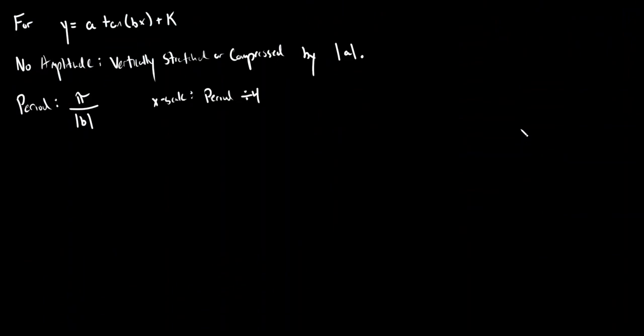Okay, and once again, the midline is once again y equals k. That k value, once again, is shifting it up or down. So if it's shifted up or down, it's also shifting the midline up or down. Okay, so that's how we find all of those values.